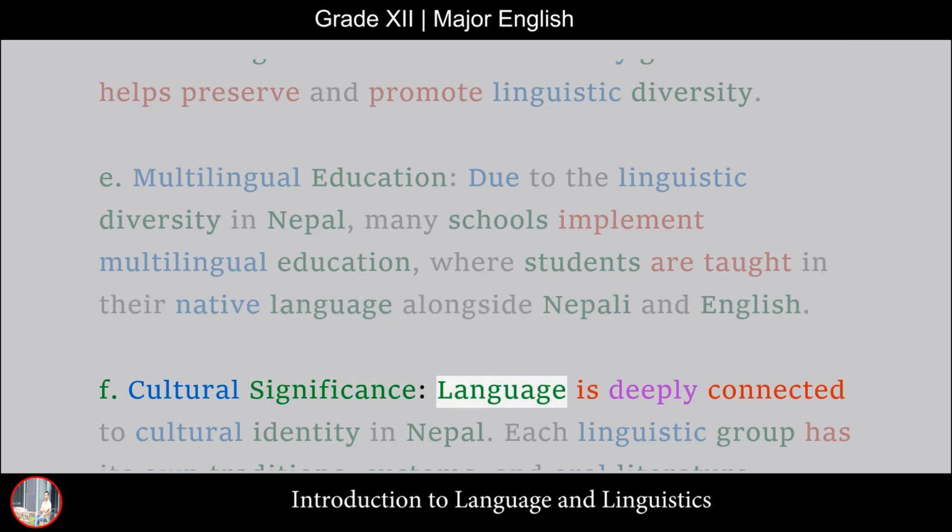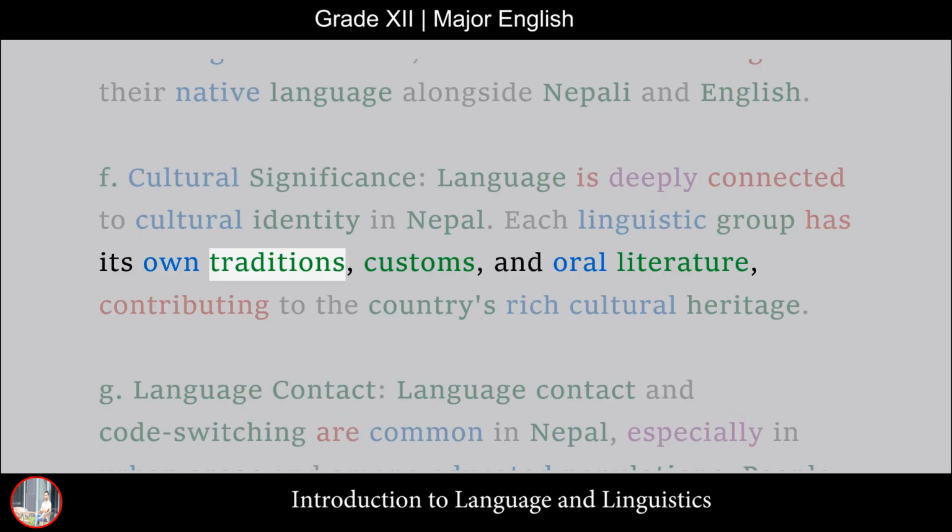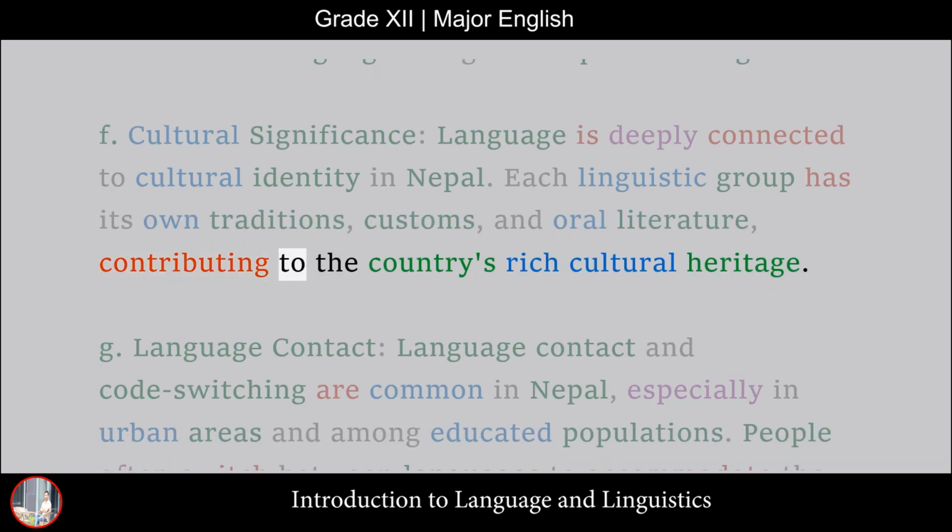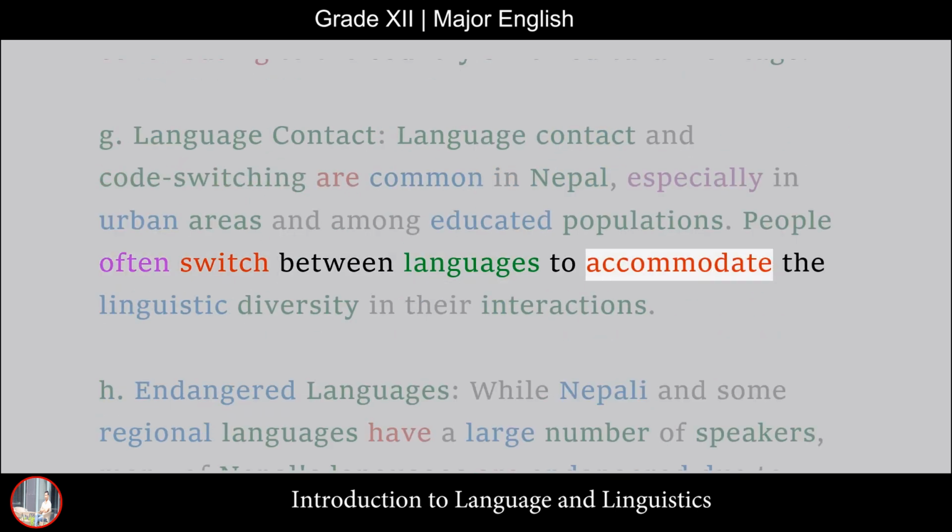Cultural significance. Language is deeply connected to cultural identity in Nepal. Each linguistic group has its own traditions, customs, and oral literature, contributing to the country's rich cultural heritage. Language contact. Language contact and code switching are common in Nepal, especially in urban areas and among educated populations. People often switch between languages to accommodate the linguistic diversity in their interactions.